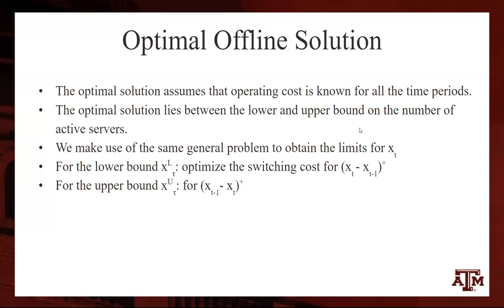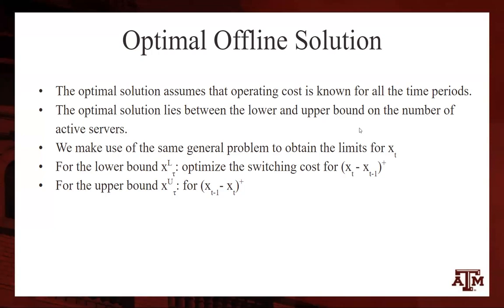So now we can discuss the optimal offline algorithm. As mentioned before, this algorithm makes use of the same general model that was covered in the previous slides. We assume that we know the operating costs for the entire time, that is 1 to t. So we focus instead on the switching cost.